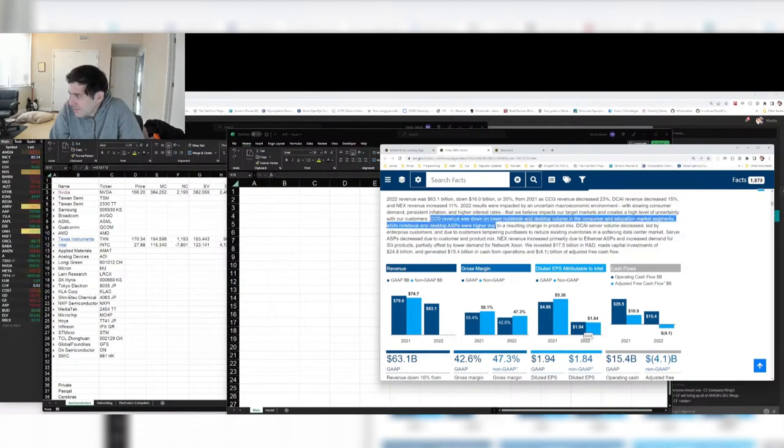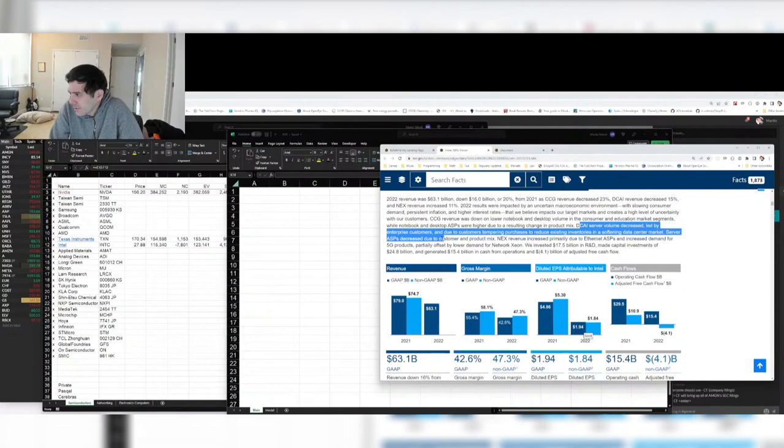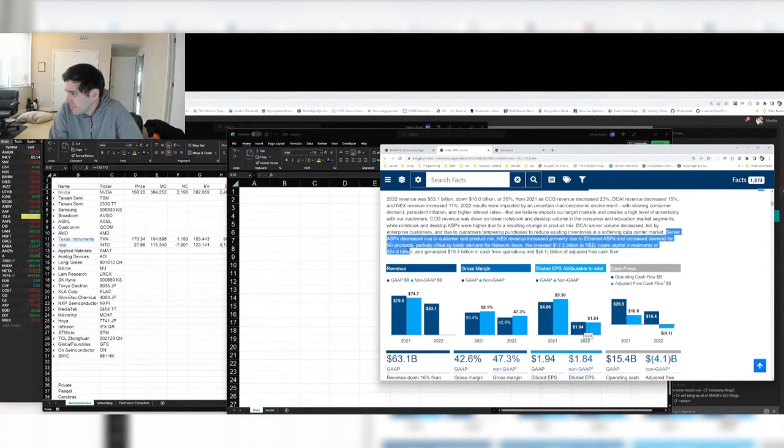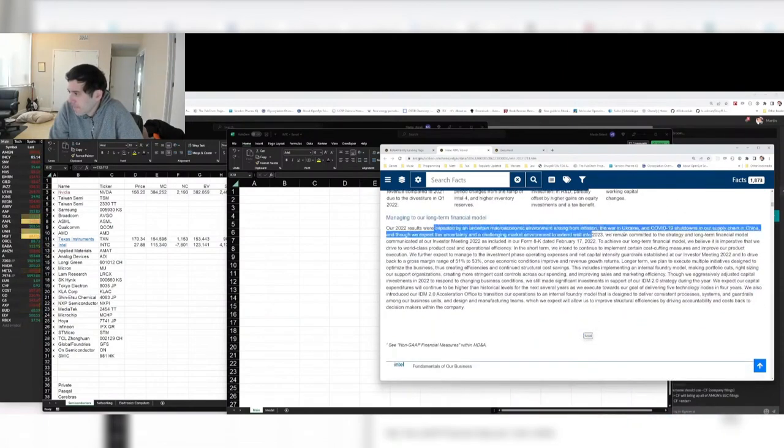All right, CCG was down on lower notebook and desktop volume, while notebook and desktop ASPs were higher. DCAI server volume decreased, led by enterprise customers tempering purchases, reduced inventories, and a softening data center market. I thought the data center market was the only market that was doing well for cloud, but I guess, I don't know. Server ASPs decreased due to customer product mix. NEX revenue increased primarily due to Ethernet ASPs and increased demand for 5G products. This is their networking business. I think it's probably the smallest business though.